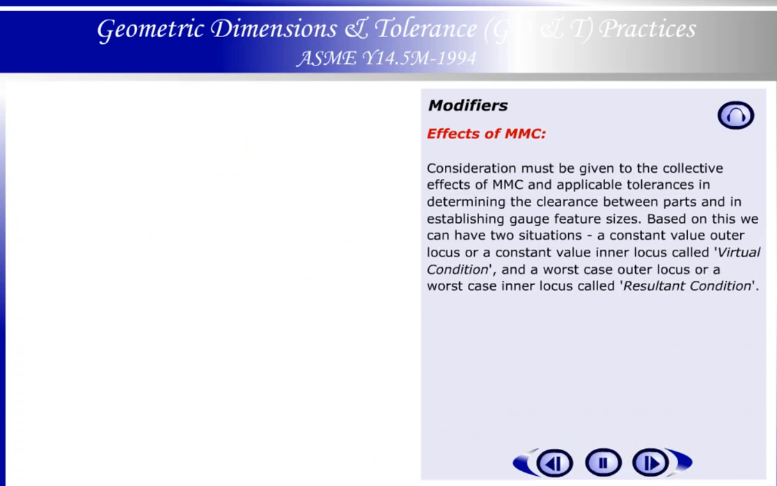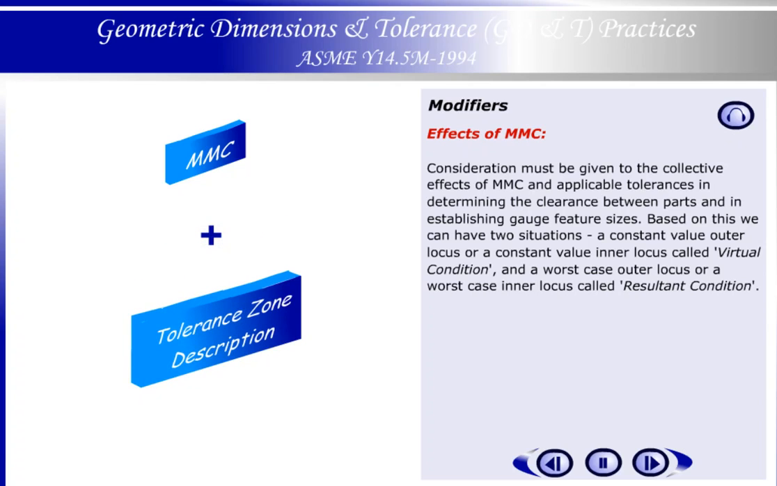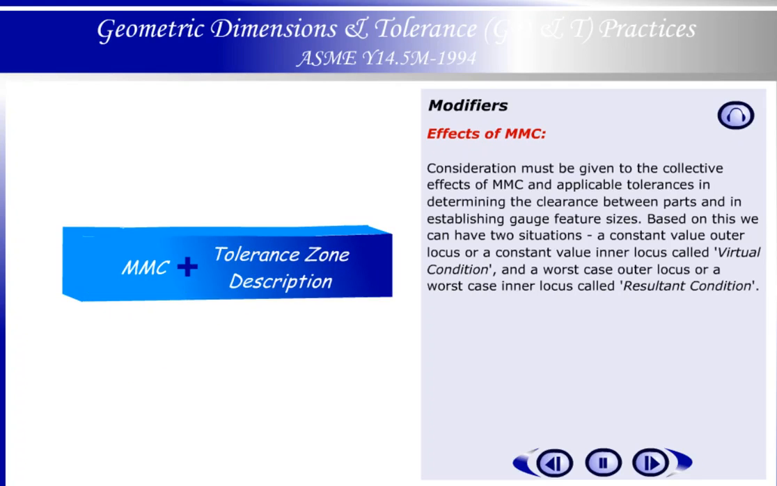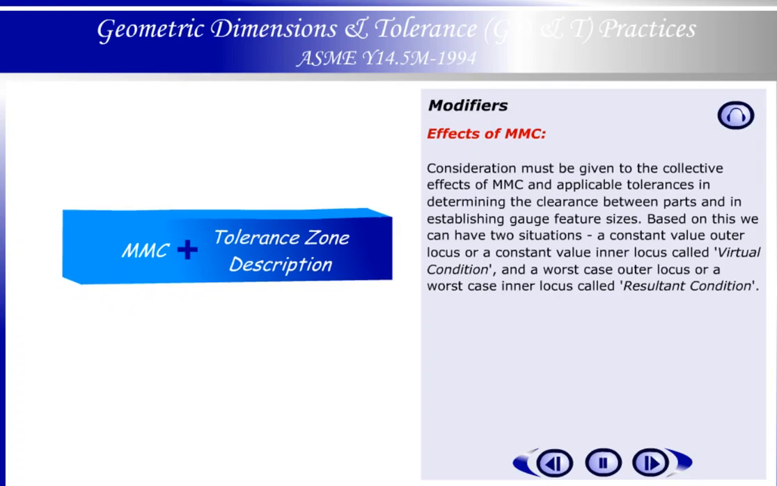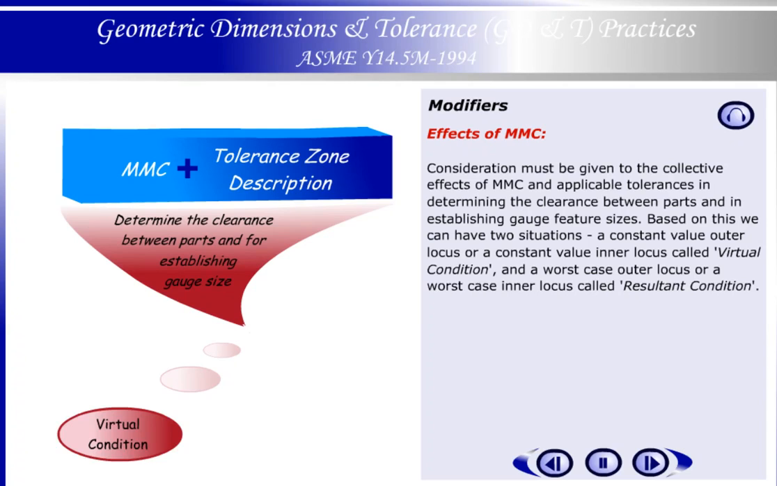Effects of MMC. Consideration must be given to the collective effects of MMC and applicable tolerances in determining the clearance between parts and in establishing gauge feature sizes. Based on this, we can have two situations: a constant value outer locus or a constant value inner locus called virtual condition, and a worst-case outer locus or a worst-case inner locus called resultant condition.